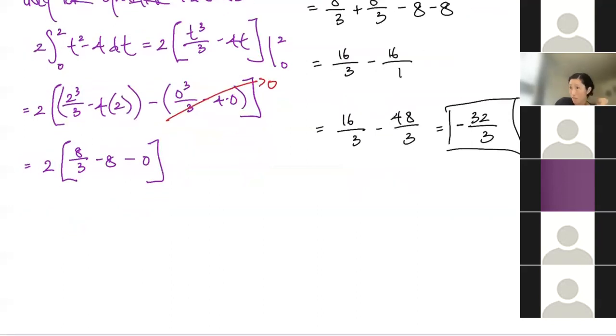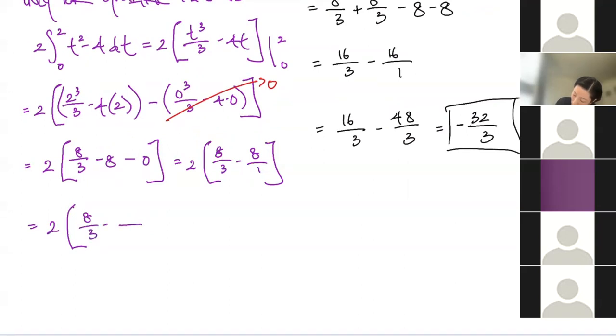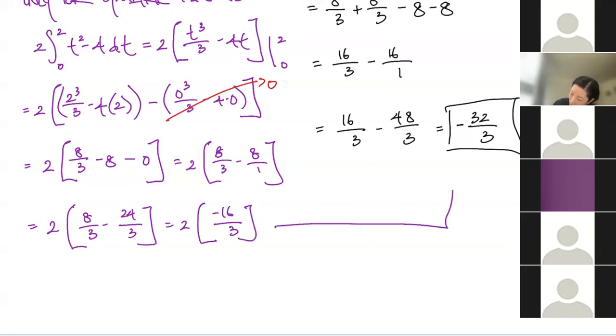Oh, okay. So what that means is we have 2 times 8/3 minus 8/1, which is 2 times 8/3 minus 24/3, which is 2 times -16/3, which is -32/3.